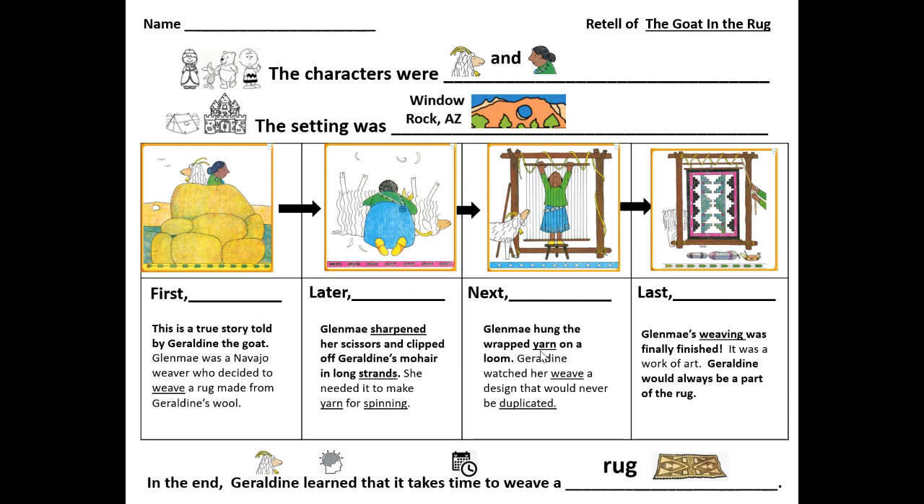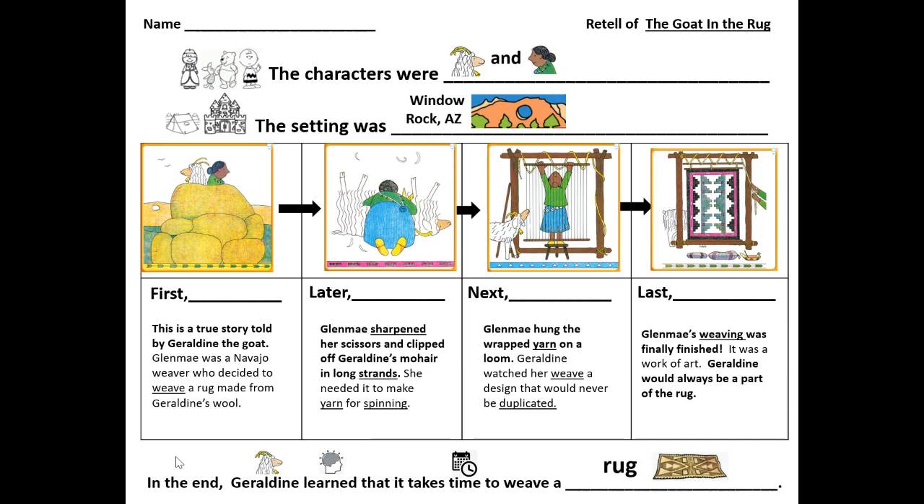Next, Glen May hung the wrapped yarn on a loom. Geraldine watched her weave a design that would never be duplicated. Last, Glen May's weaving was finally finished. It was a work of art. Geraldine would always be a part of the rug. In the end, Geraldine learned that it takes time to weave a rug. So think about all those steps that Glen May did to weave this beautiful work of art.